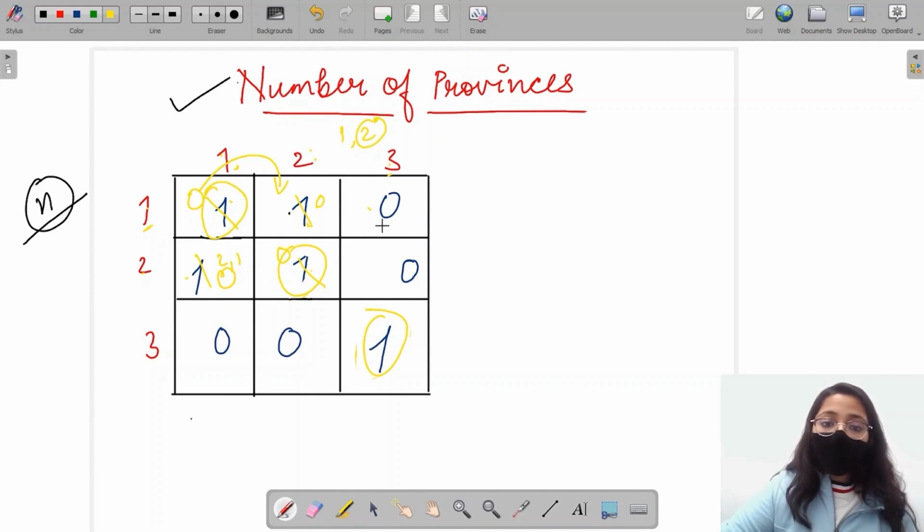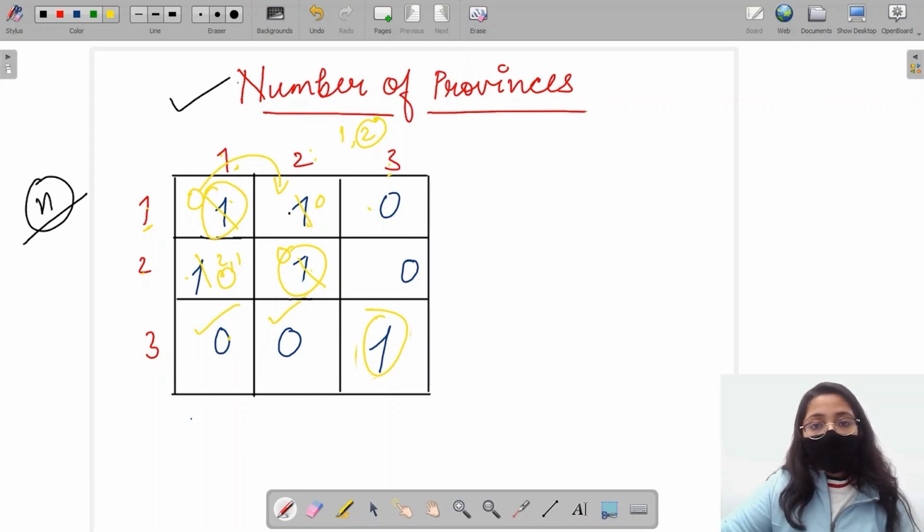Now 1 comma 3 is already 0. That means that either there is no connection or it has been traversed. We don't care about that. We will simply leave it as 0. Okay. Then for city number 3, this is also 0. This is also 0. We will leave it.